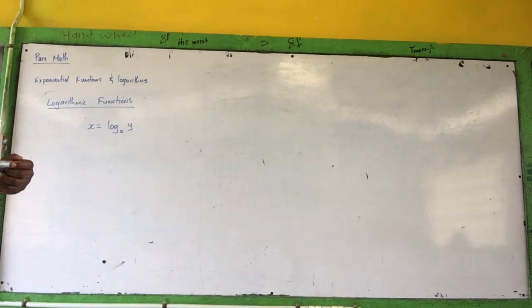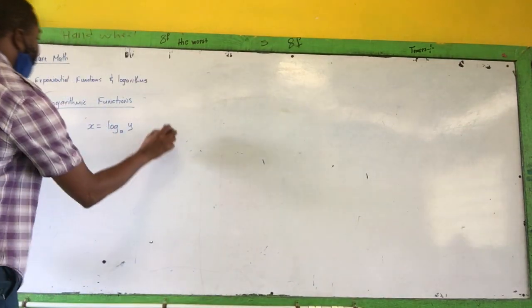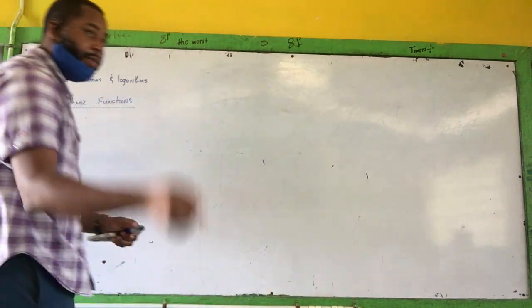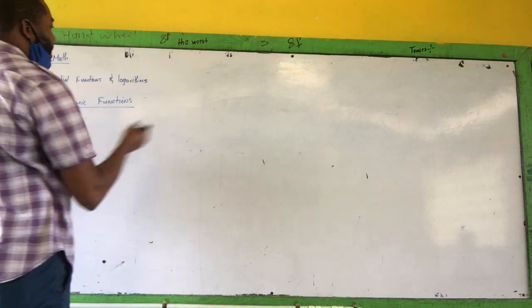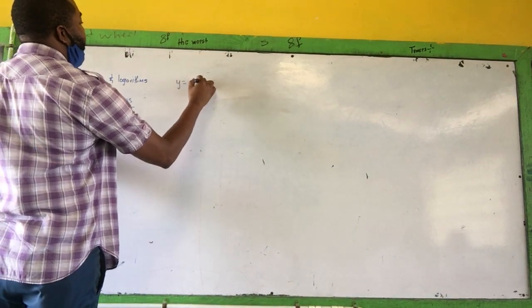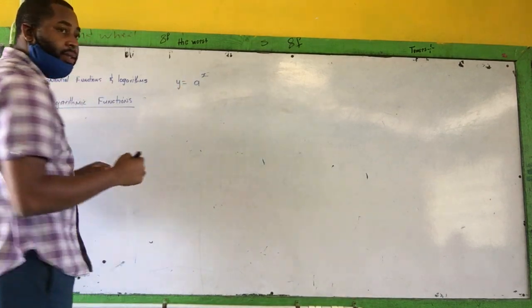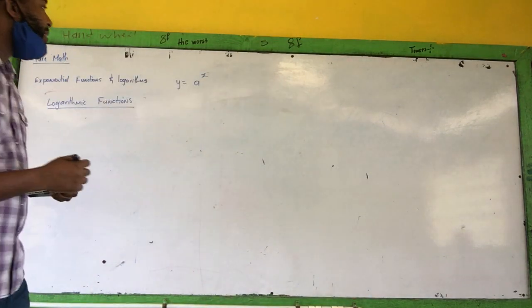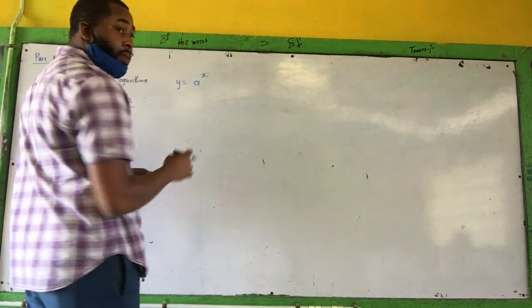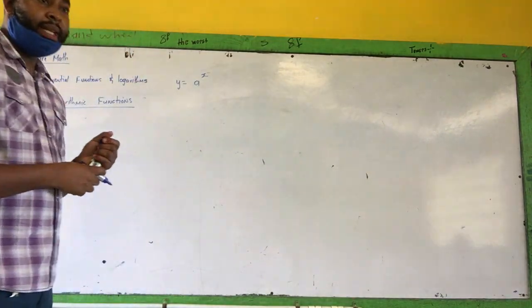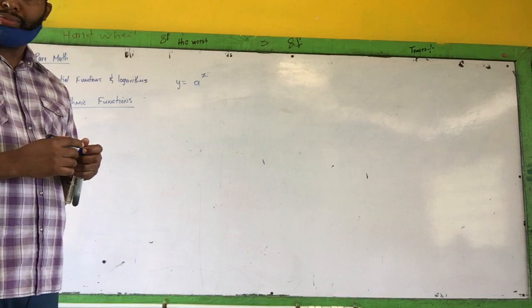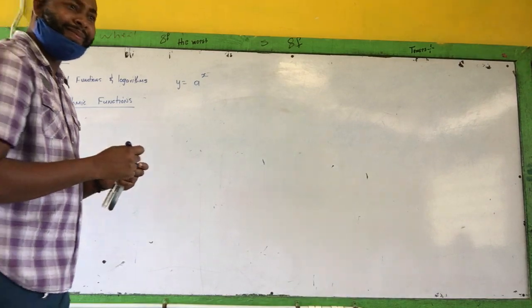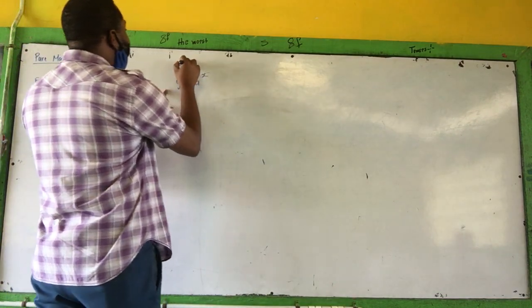Remember when we did exponential, I did say that I wanted to do it that way. So let me start with my exponential and go back. What's my exponential equation that I have? Y equals a to the x, wasn't it? I say a is the base, x is the index. You understand we did that? And so this is an exponential.